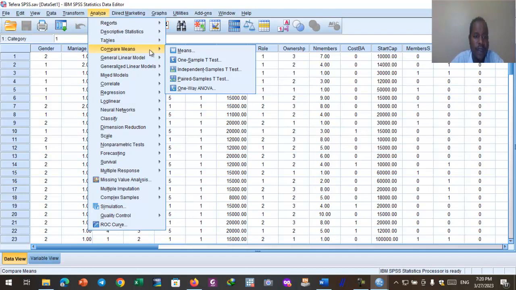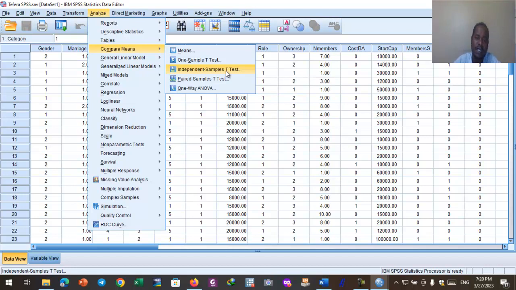Therefore, look, we click on Analyze, then we come to Compare Means, then we come to Independent-Samples T Test. Why didn't we select the one-sample t-test? Why didn't we select the paired-samples t-test? Why didn't we select one-way ANOVA? Because our data, our variables' characteristics, do not fit these tests. Our data only fits the independent sample t-test.